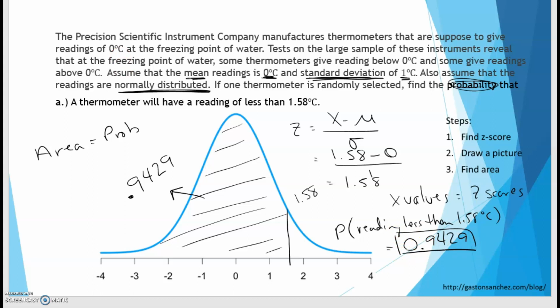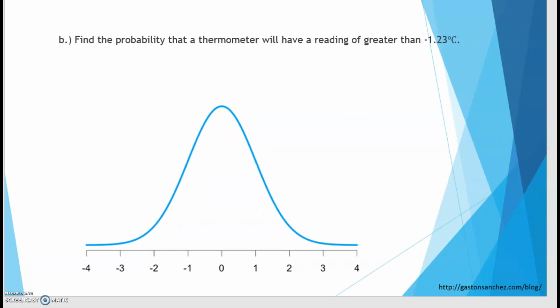Okay, so there's 3 cases for finding the probability of a normal distribution, and this is the first case. The second case: our mean is still 0 and our standard deviation is still 1. So therefore our x values are our z-scores already. So we don't have to put them through this formula here.